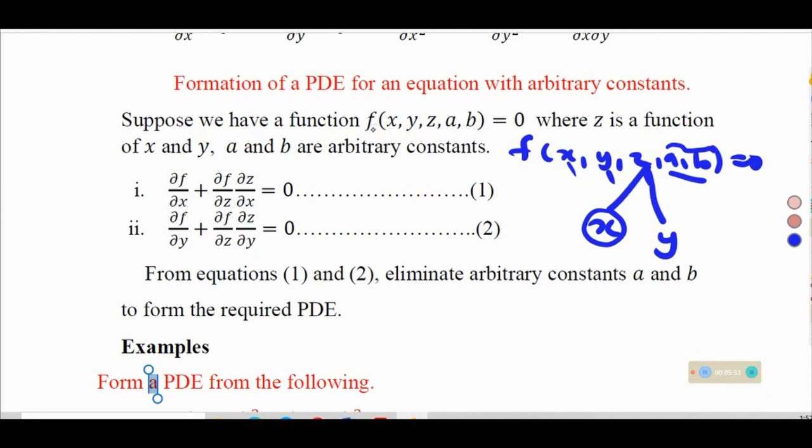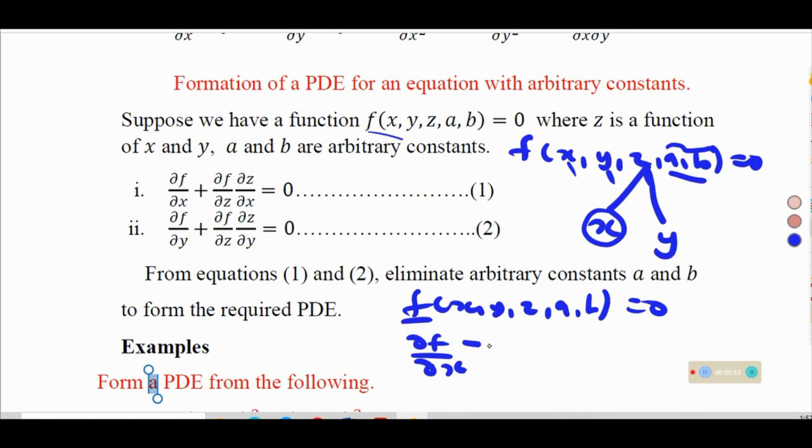We shall first of all look at this equation, that is f of x, y, z, a, and b, which is equal to 0. This equation here, when we differentiate it with respect to x, we get the partial derivative of this function with respect to x. But because this z is also in terms of x and y, then we shall also get z with respect to x as well.